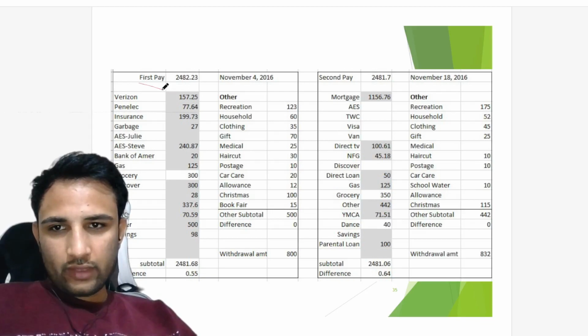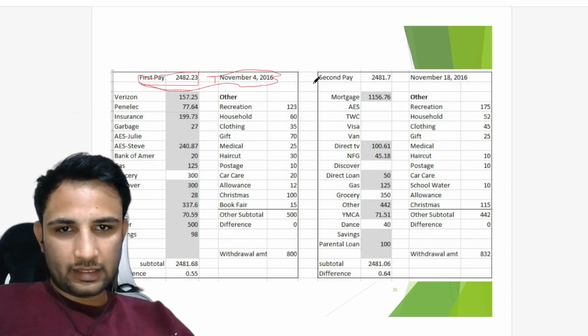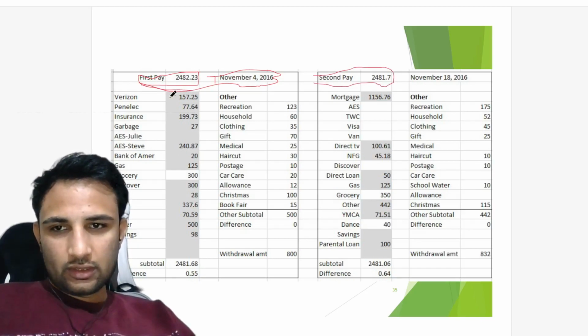So we have another chart that is 2 weeks apart. So first pay is $2482.23, and second pay is $2481.7.